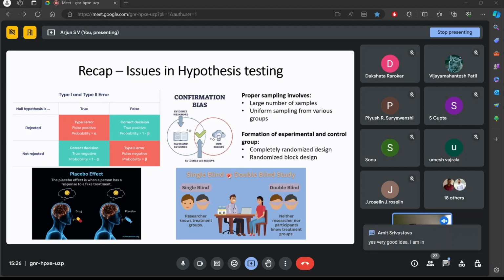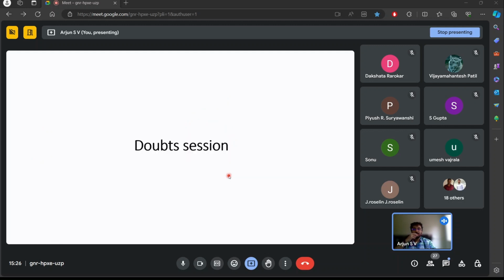In summarizing, single blind studies and double blind studies are performed to eliminate biases between the participant as well as the experimenter. So these were the concepts majorly discussed in week 7 as well as the last parts of week 6. I'll open the room for a small doubt session with respect to these concepts till like 3:30. After that, I'll start discussing the answers for week 6 and subsequently week 7.